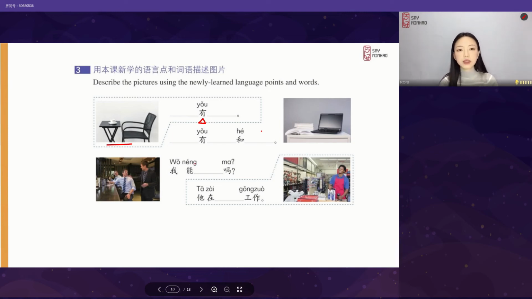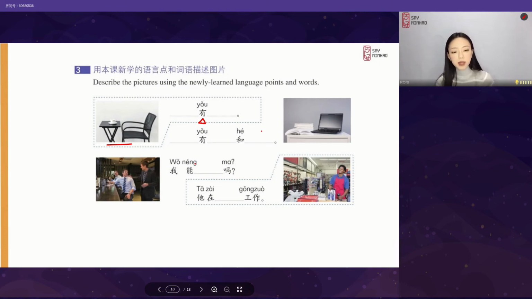There is a table and a chair, and on the table there is a cup. So how to say it? On the table there is a cup. So first, the location is on the table. So it is 桌子上, right? 桌子上, the same as the text. 桌子上有 a cup is 一个杯子, okay? 一个杯子.